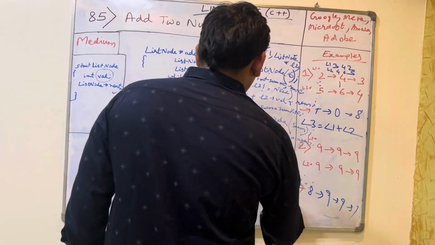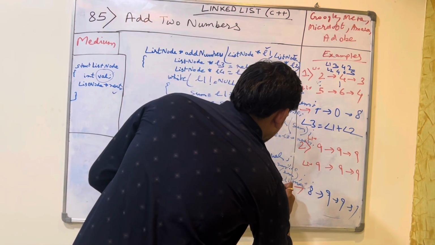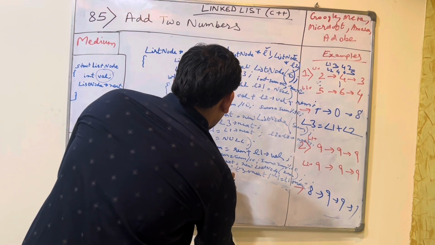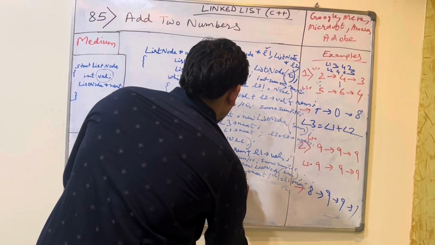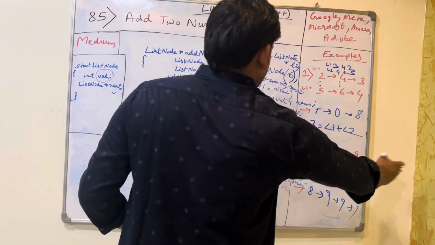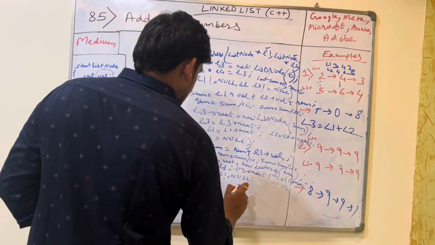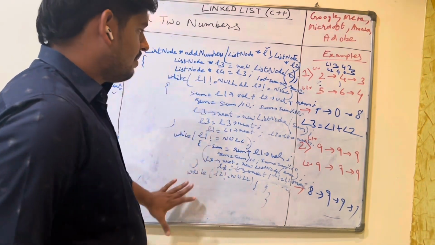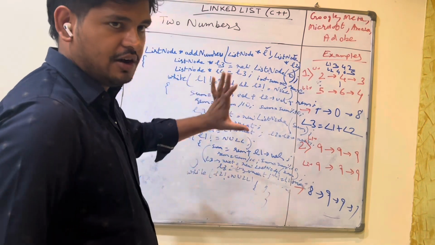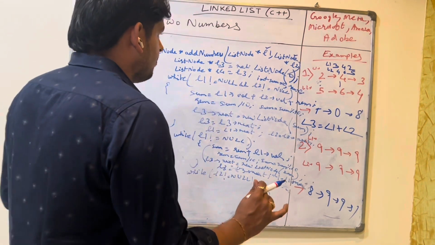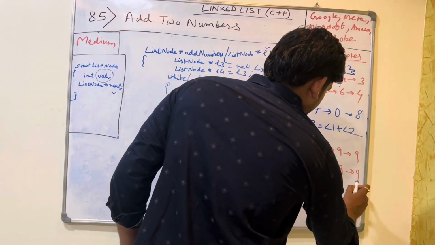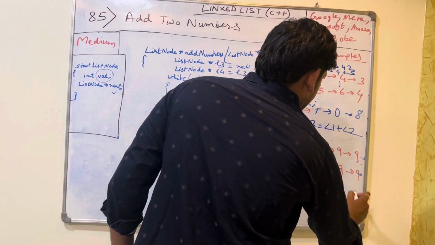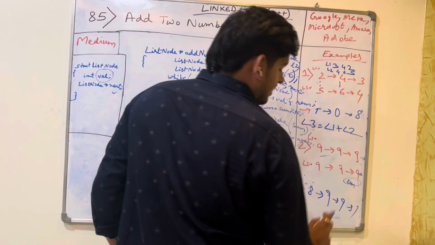Same thing we are going to do for L2. Okay, while L2 is not equal to null, if L1 is null and L2 is not equal to null, there are numbers still present in L2. This line of code will be written for L2 as well, right? Now, when L1 and L2 have both become null, we have this L3. Here in this case, L1 has become null, L2 has become null, but there was a remainder that was there already, okay?